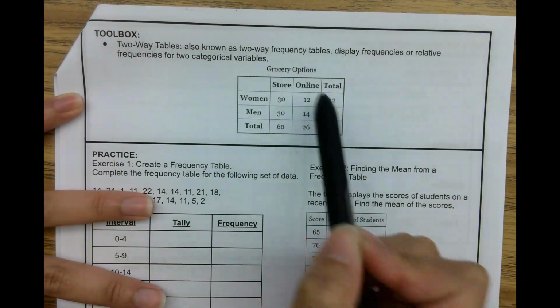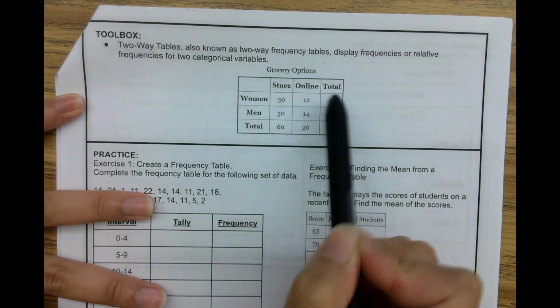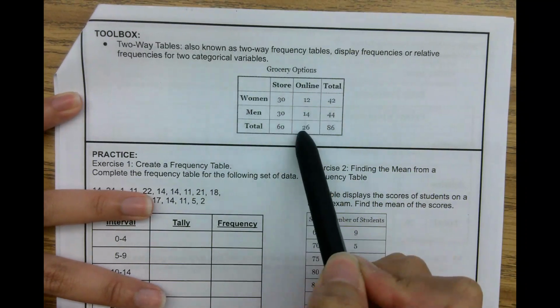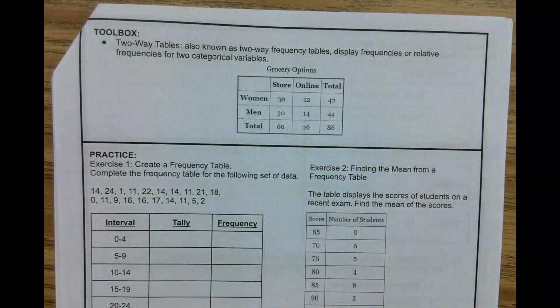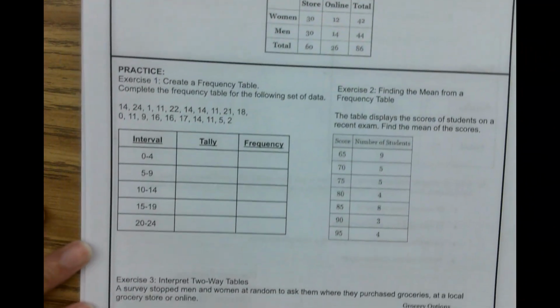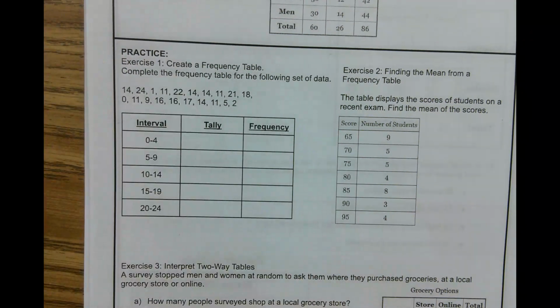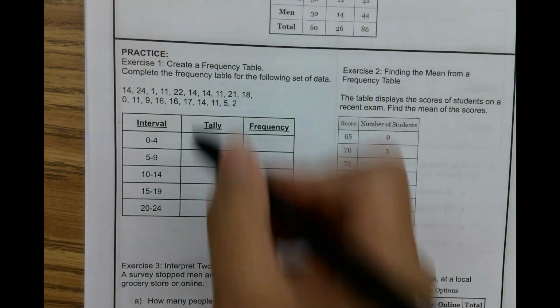The totals here are the adding up of either the horizontal rows or the vertical columns. Okay, and so we're just going to get started here. First, how to create a frequency table. We're going to complete the frequency table for the following set of data. We're going to put these numbers where they belong.